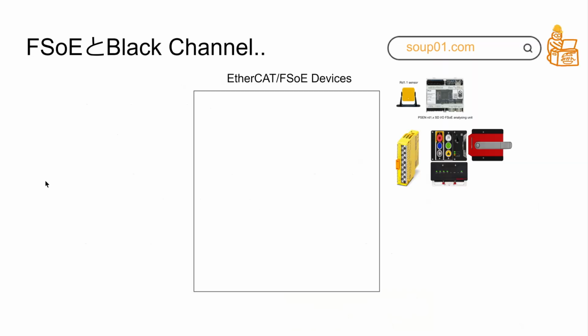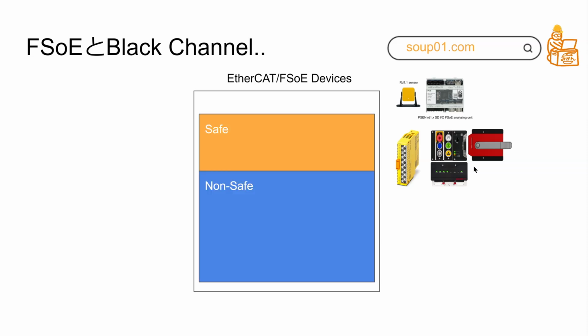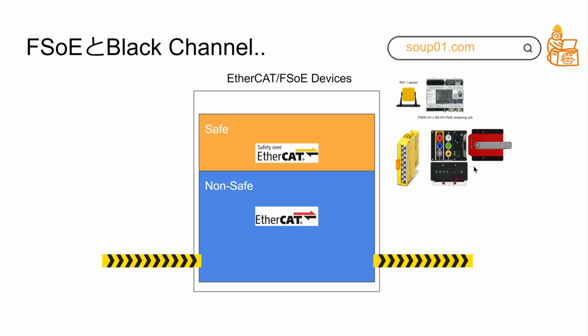For FSoE and the black channel, let's look a bit more inside. Here is an FSoE device you can see. Inside there is non-safety data and safety data. In this case, the non-safety is EtherCAT and the safety is FSoE. And this is the black channel.